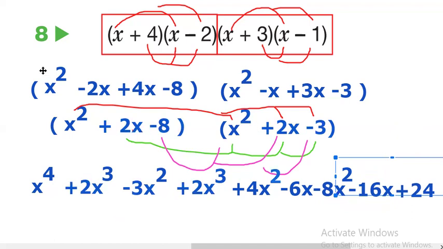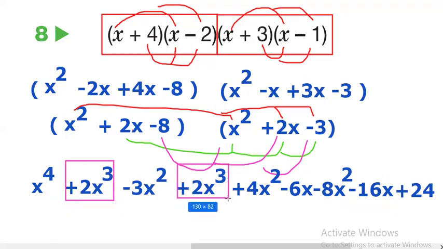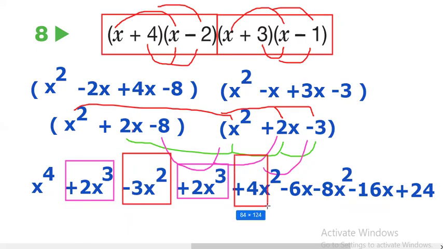Now we come to the simplifying part. Simplifying means look for like terms. Here, focus on this. This is x power of 3. It means the like terms should be x power of 3 only. So this and this are like terms. Now we look for other like terms. We have x power of 2 here. I'll make different rectangles on top of them. X power of 2 and x power of 2.